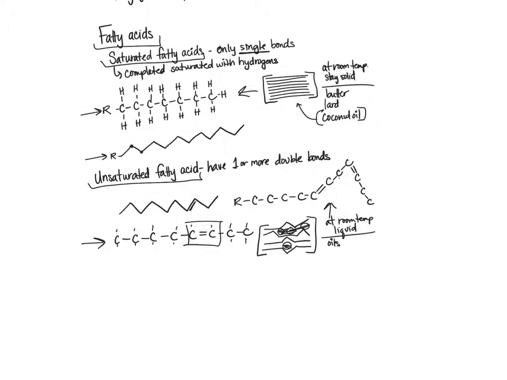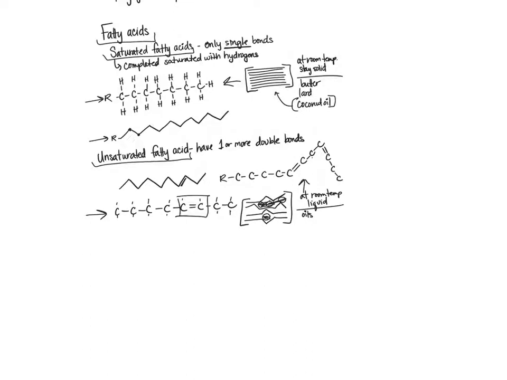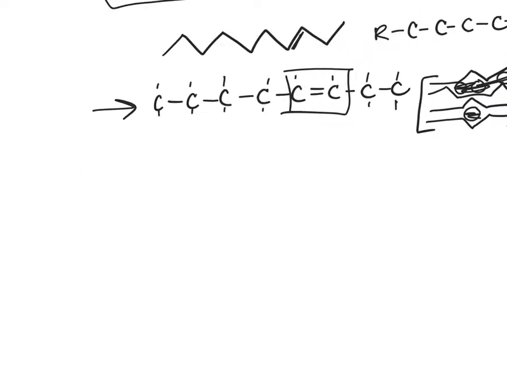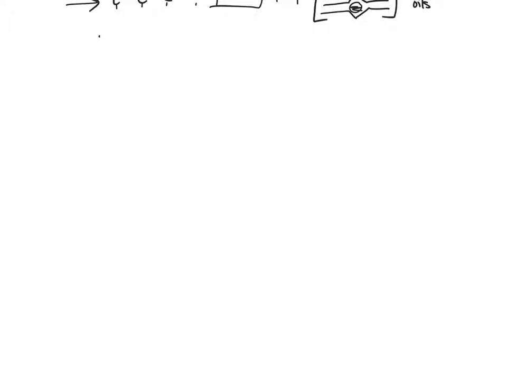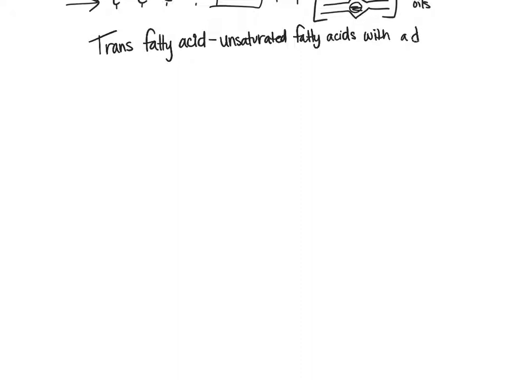Now, I do want to mention really quickly a third type of fatty acid called the trans fatty acid. And you've probably heard of trans fats, as they've now been banned in various items. So trans fatty acids are unsaturated fatty acids with a double bond in a different shape.